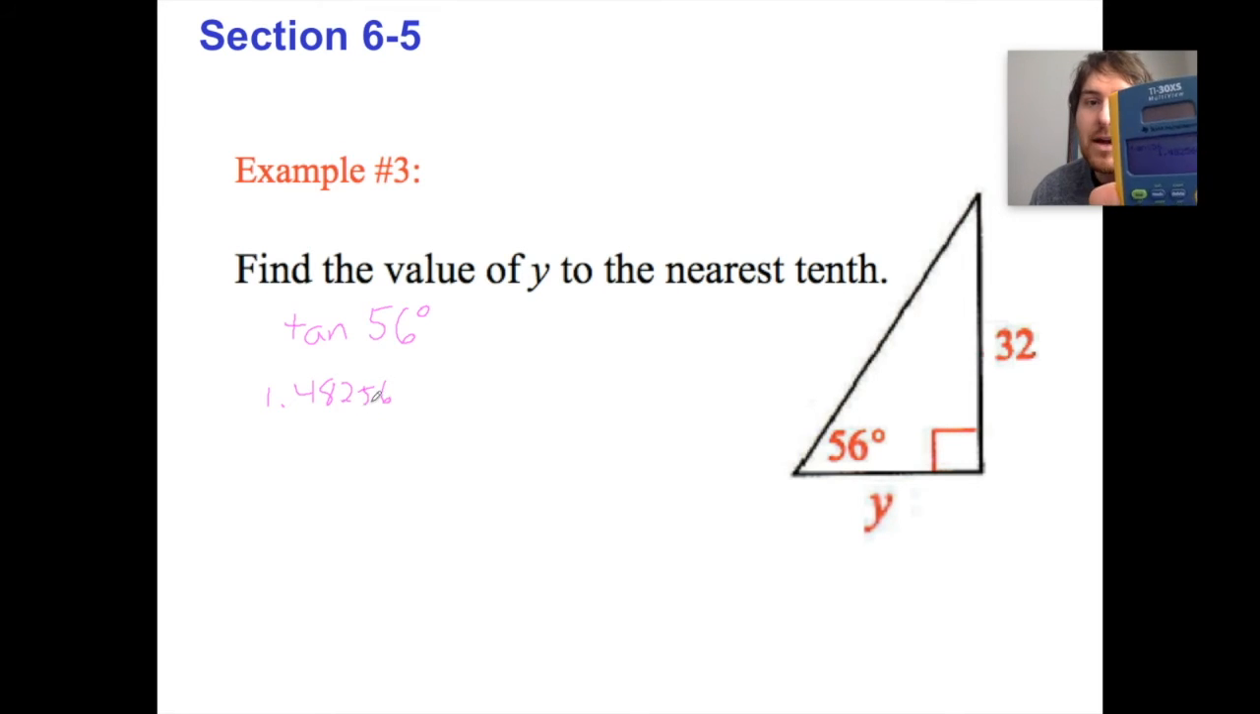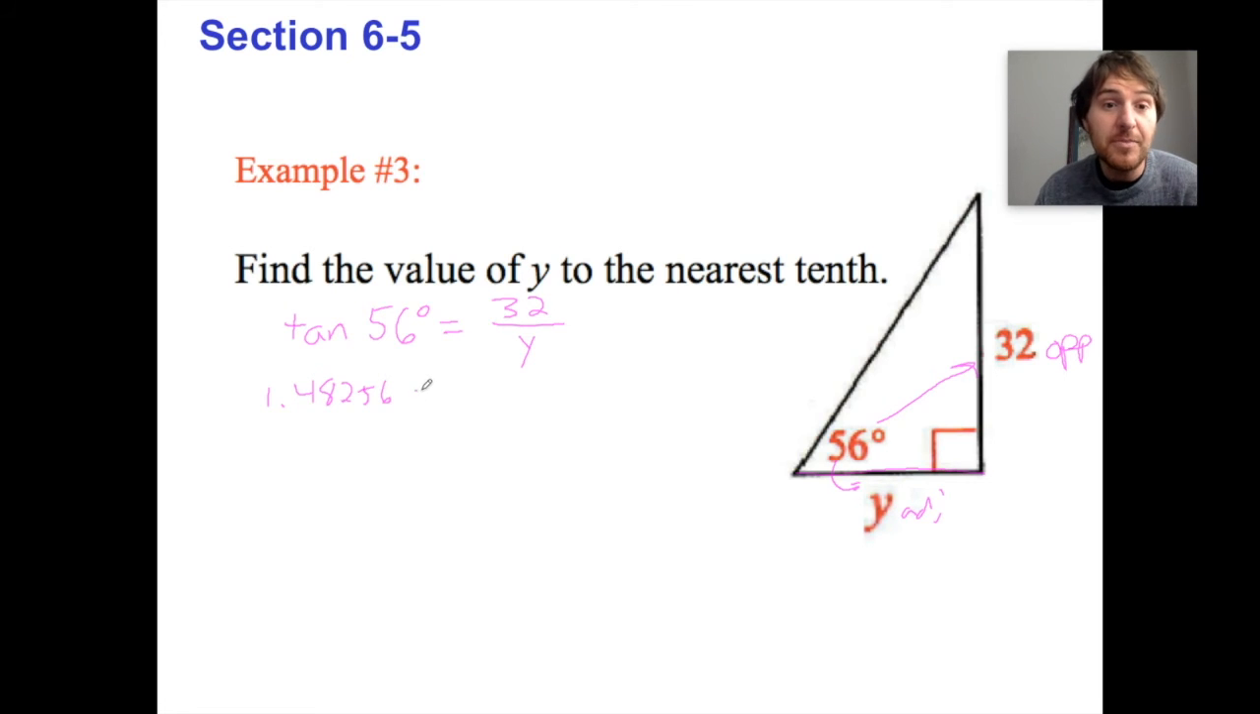1.48256, might write that right here, because tangent of 56 degrees, this ratio here, is going to be equivalent to whatever is opposite. And what we have here is 32 over adjacent, and what we have here is y. Remember, this is the opposite side from the 56-degree reference angle. Here, this is the adjacent side because it's the leg that's a part of that 56-degree angle, okay?